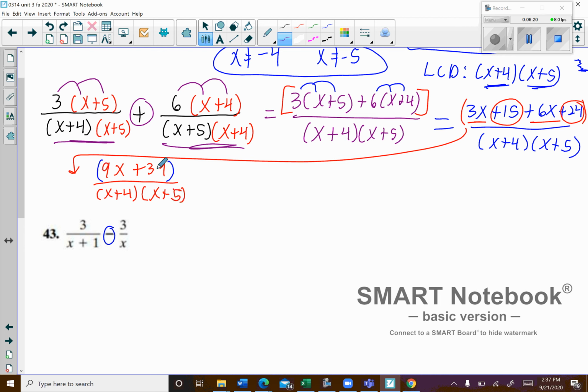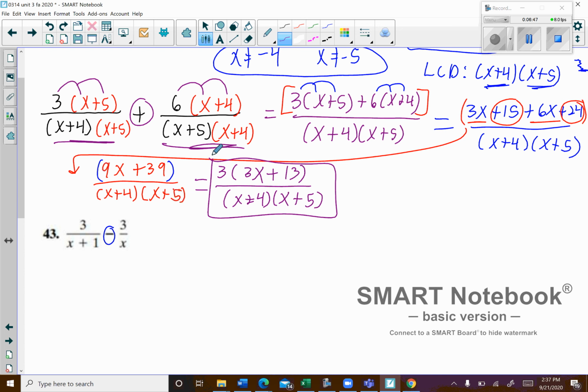But to be safe, we should probably factor the top because 9 and 39 have a common factor of 3. So I'm going to factor out a 3, and that will leave me with 3x plus 13, all over x plus 4 and x plus 5. And I can't cancel anything out, so I am done.